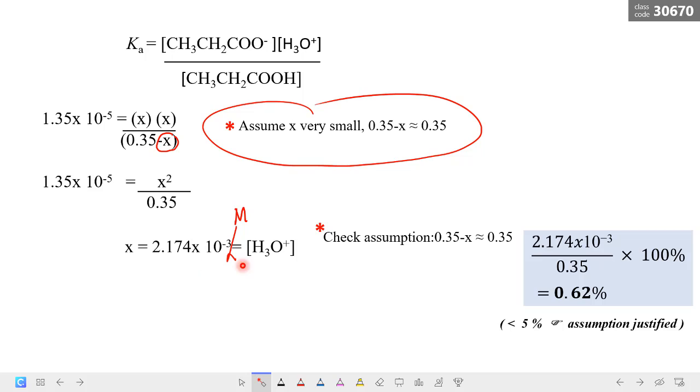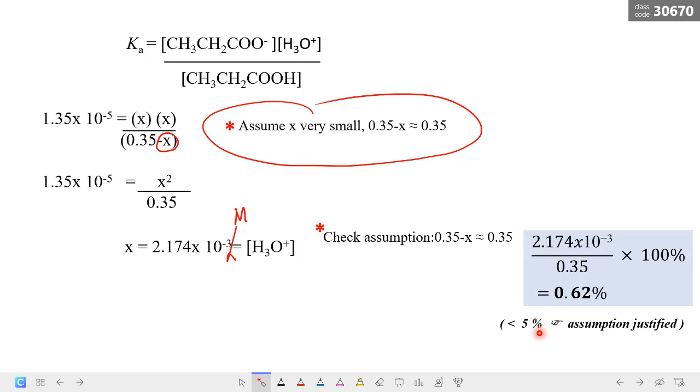Okay. Kalau kita dapat assumption itu more than 5%, maksudnya kita tak boleh guna andaian tersebut. So, kita kena selesaikan semula nilai X menggunakan kuadratik. Okay, jadi jangan tanya, perlu kena assume. Assume ini memudahkan kita nak buat calculation.